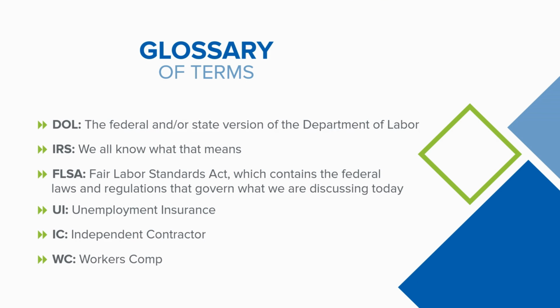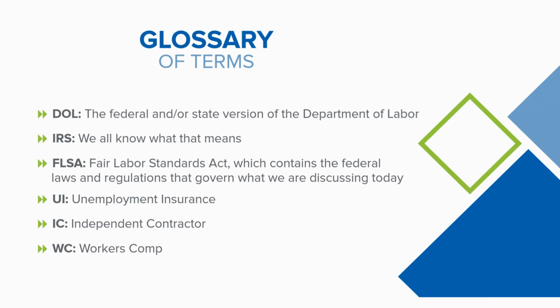Here are some terms behind the acronyms you're going to hear today. The DOL means the federal and/or state version of the Department of Labor. IRS, we all know what that means. FLSA, that's the Fair Labor Standards Act. That contains the federal laws and regulations that govern most of what we're going to be discussing today. UI is unemployment insurance. IC is independent contractor. WC stands for workers' comp insurance.